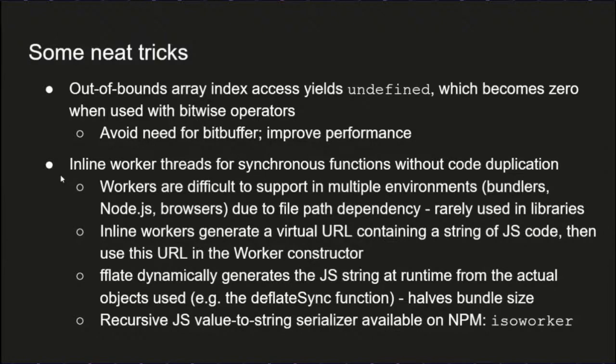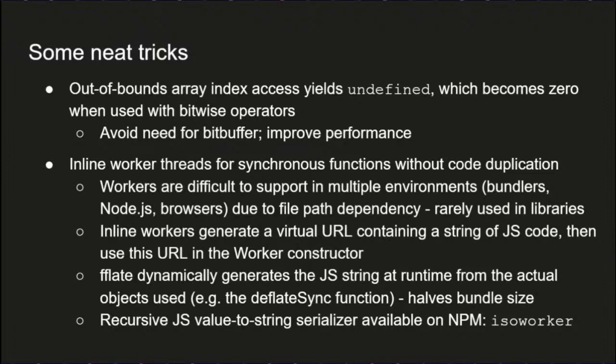Also, something that I found possibly the most interesting part of development of fflate was the use of inline worker threads that can basically turn synchronous functions into off-the-thread calculations without duplicating code. Usually you'll find that worker threads, if you just implement them normally, are really difficult to support in multiple environments. Specifically, the most popular ones are bundlers, Node.js, and just directly in a browser, due to their dependency upon a specific path. This is also something common with a dynamic import, where not all the bundlers and Node.js sometimes doesn't support it, so it won't work in all environments if you use it in a library.